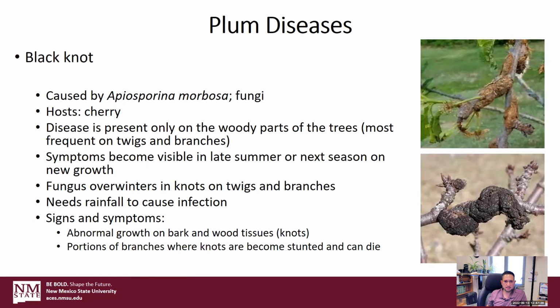Next are plum diseases. Black knot is one. We don't see this too often, but I wanted to mention it. This is caused by a fungus called Apiosporina. Really, its hosts are cherry and plum. The disease is present only on the woody parts of the tree, so usually you find these on twigs and then branches. The symptoms become pretty visible in the late summer or on the next season on the new growth. The fungus itself overwinters in these knots on those twigs and branches.